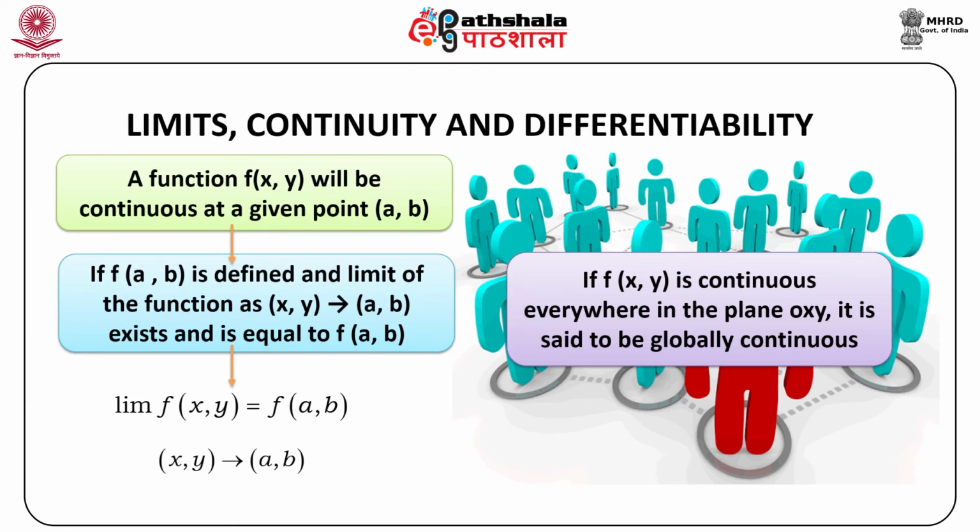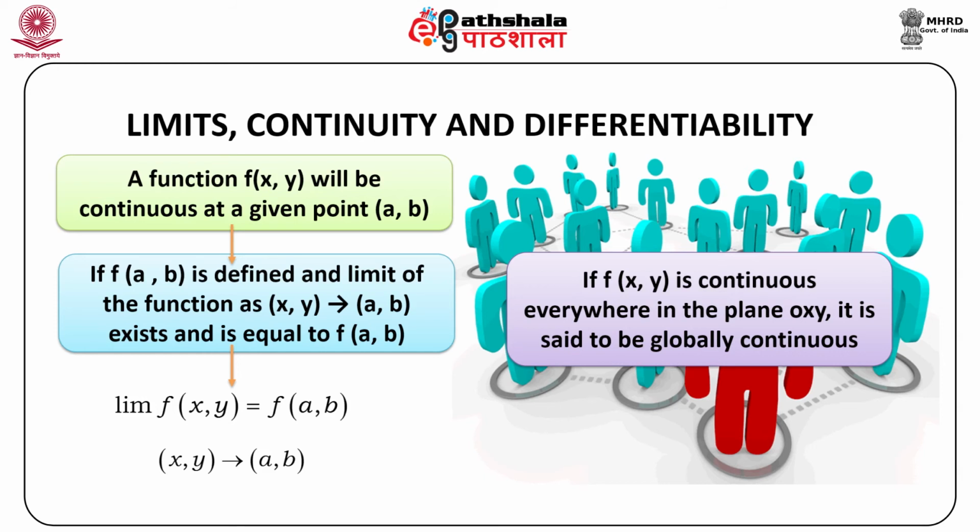Using the concept of limit, we can define continuity just as in the case of a single variable. A function f(x, y) will be continuous at a given point a, b if f(a, b) is defined and the limit of the function as x, y tends to a, b exists and is equal to f(a, b), that is, limit of f(x, y) is equal to f(a, b) when x, y tends to a, b. A function that is continuous at all points in its domain is said to be continuous over the domain.